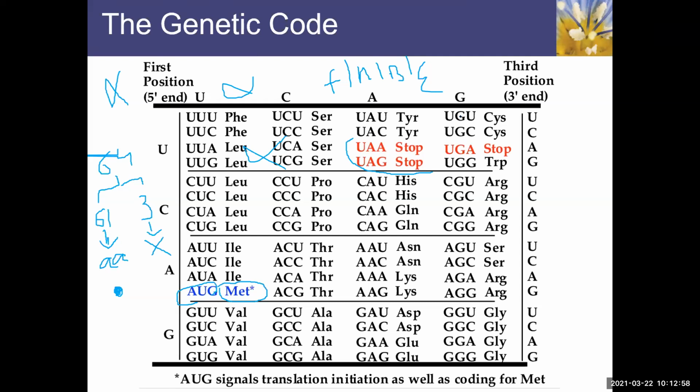the first amino acid. So you have to always listen. It's methionine in eukaryotes, because we'll talk about the difference in prokaryotes. In prokaryotes we have N-formyl methionine. We'll talk about that.